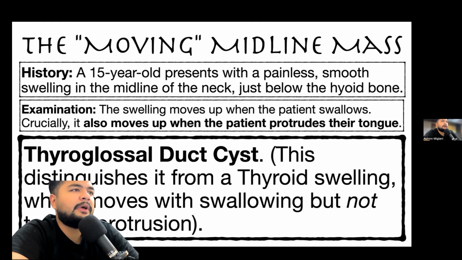The moving midline mass, as discussed earlier, as we saw in that 15-year-old patient with a painless smooth swelling in the midline of the neck just below the hyoid bone. On examination, the swelling moves up when the patient swallows. Crucially, it also moves up when the patient protrudes their tongue: the thyroglossal duct cyst. This distinguishes it from a thyroid swelling, which moves with swallowing but not with tongue protrusion.